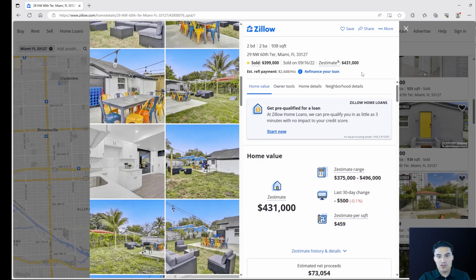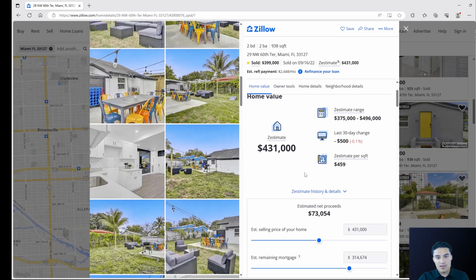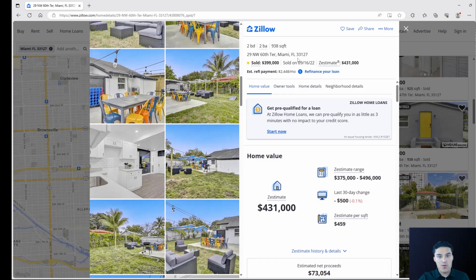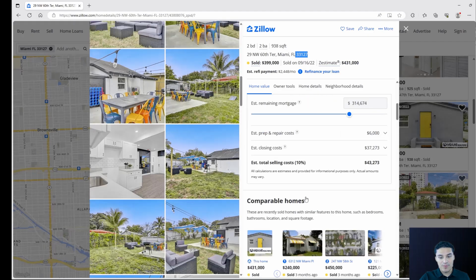The estimate is $431,000. Now, so we know that if we find a property, again, close to this, in that same zip code, the maximum that we can sell the property once it's rehabbed is going to be $399,000. So again, you're going to go by what's the maximum that you can sell a property for if you're going to buy it, okay, so that you can flip it.